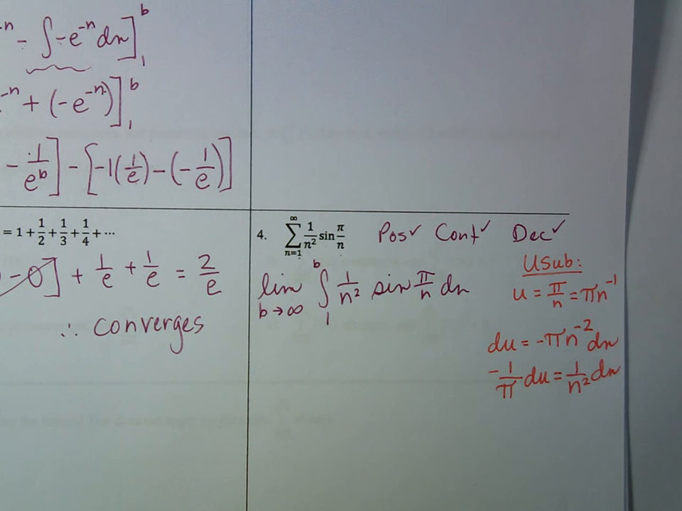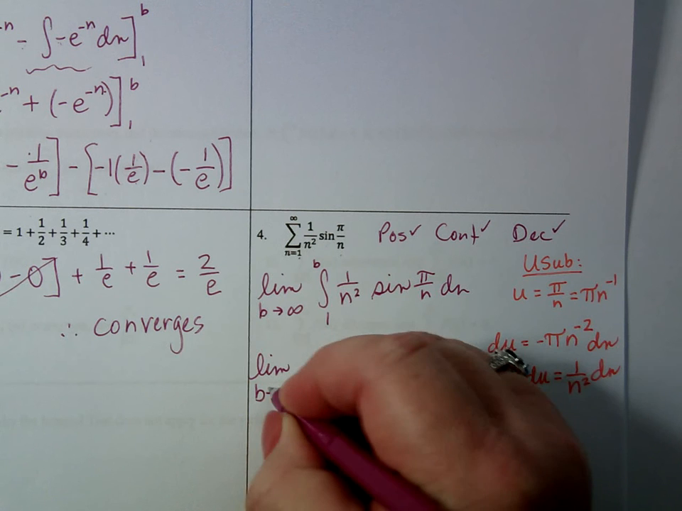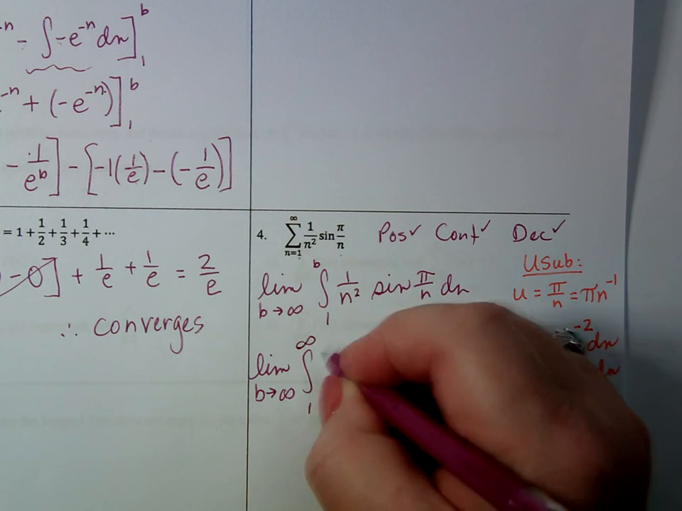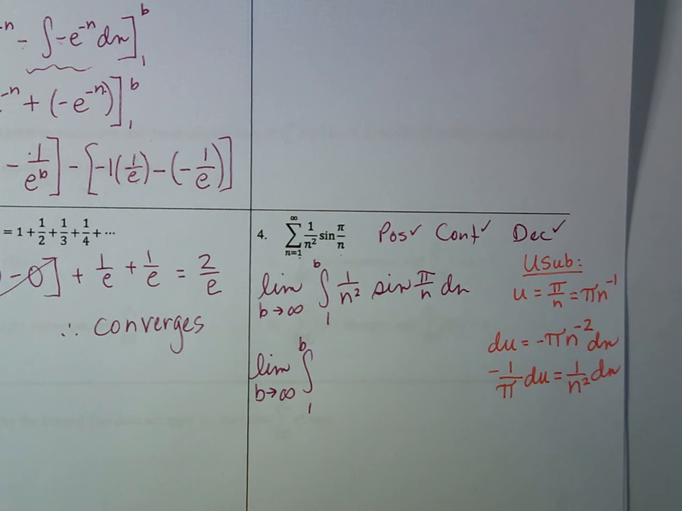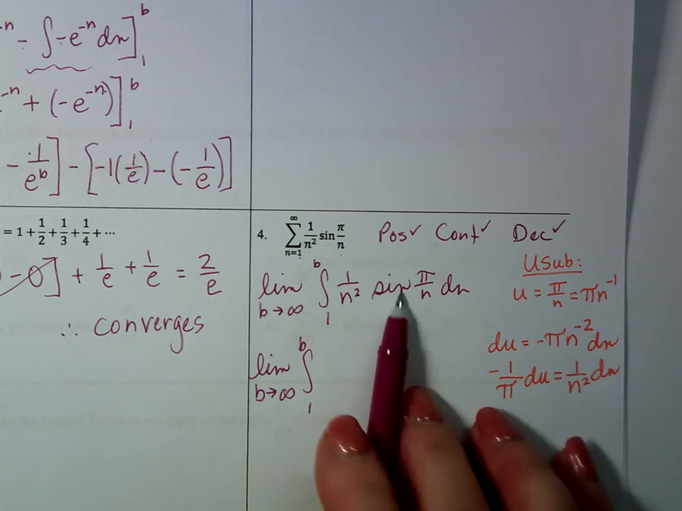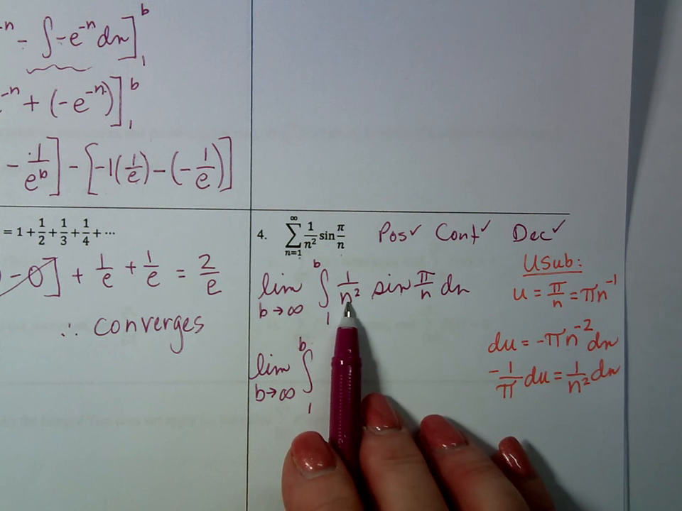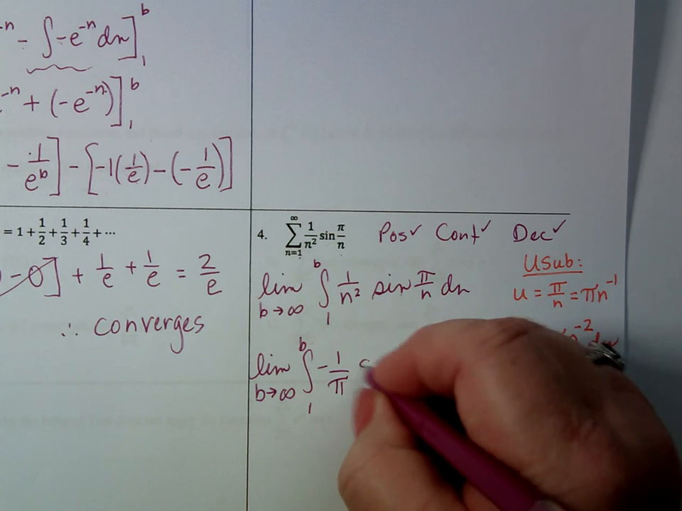All right, let's set up our substitution on this. So if I substitute into this limit, 1 to b, I always want to put that infinity up there, 1 to b, which is infinity, I will have a substitution of sine of u, and this is negative 1 over pi du. So negative 1 over pi, this one is the sine of u du.